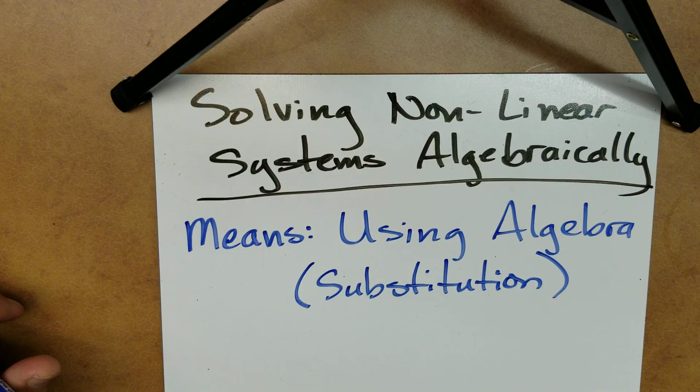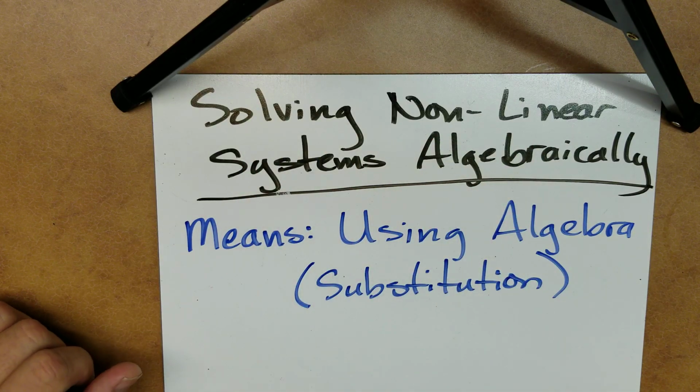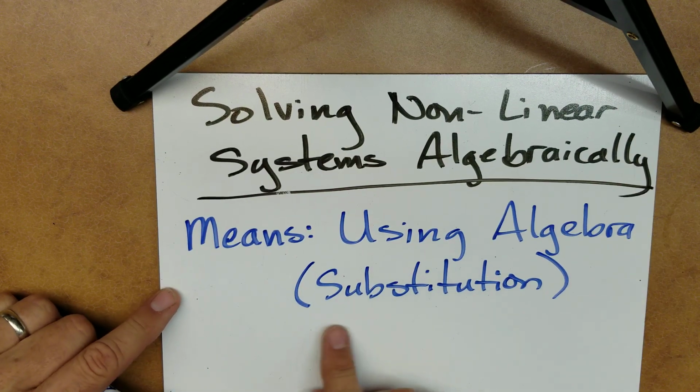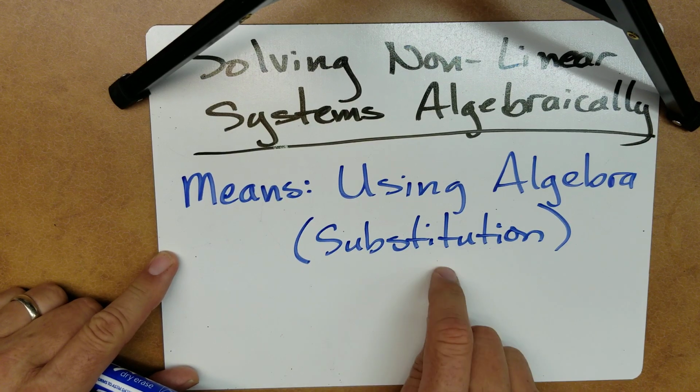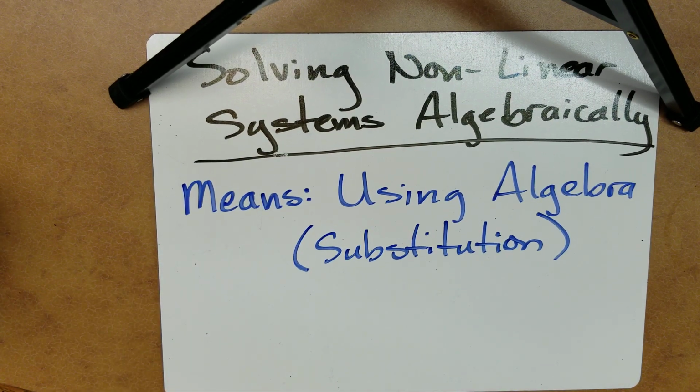Right, Honors Integrated 2. What are we doing today? We are solving nonlinear systems algebraically, and that means using algebra. That's what algebraically means. And for this, it's a system. We're going to use substitution to solve these. This isn't super complicated, but it takes a little time.